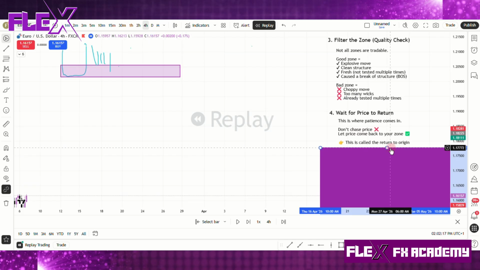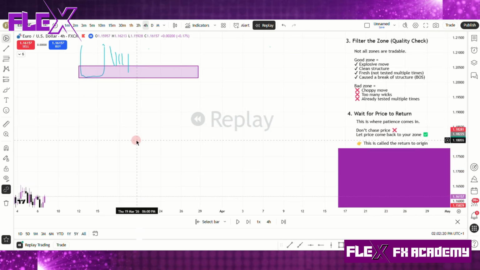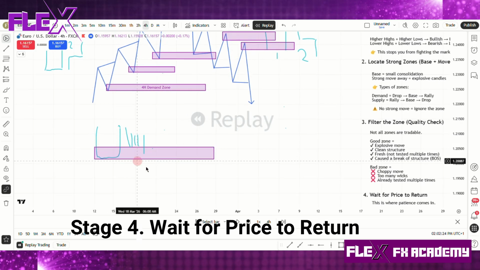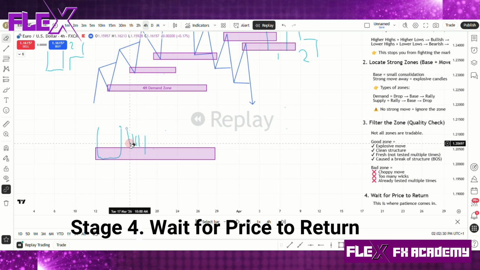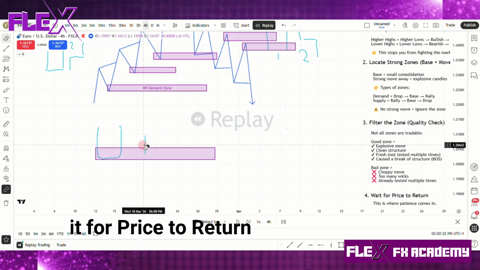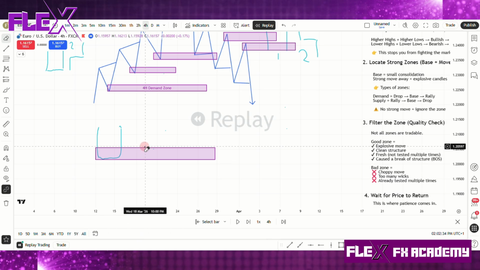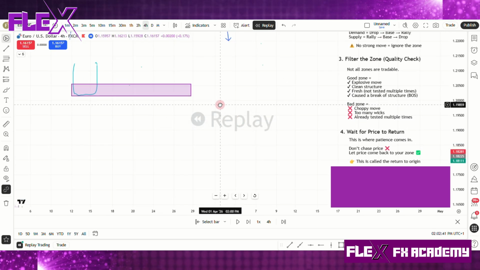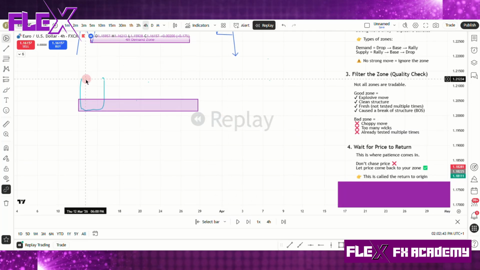So number 4, we wait for price to return. After we have marked out our zone, the next thing we do is wait for price to come back to us. It's very important, because that is when we can look for our trade entry. Wait for price to come back to us. Don't chase the price. Never chase the price.